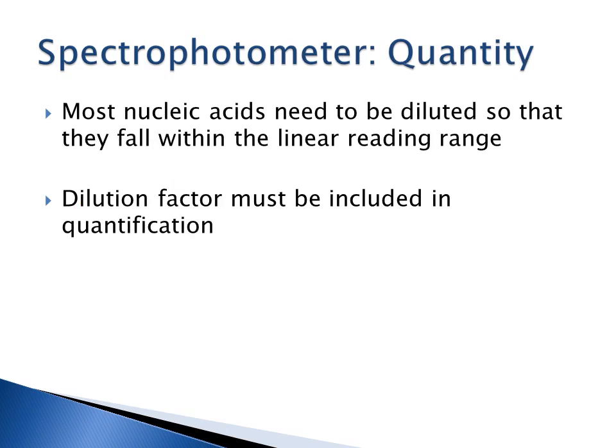So when you are running your nucleic acid through the spectrophotometer, usually you're going to dilute it, because if you don't dilute it and you have too much nucleic acid in there, you're not going to get an accurate reading. So you want to dilute it so that it's in the linear range of that spectrophotometer reading. And if you do dilute your nucleic acid, that dilution is included in your mathematical formula to quantify.